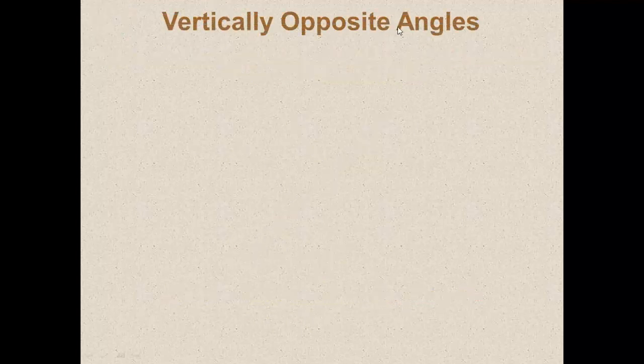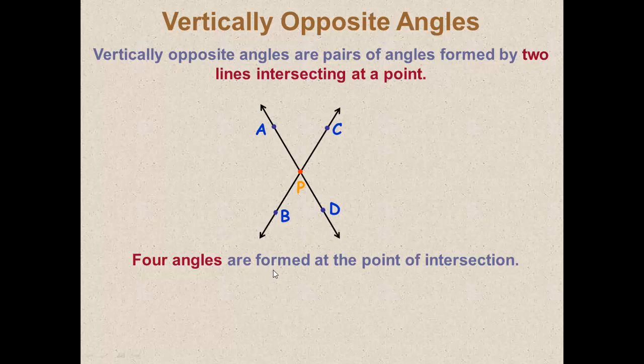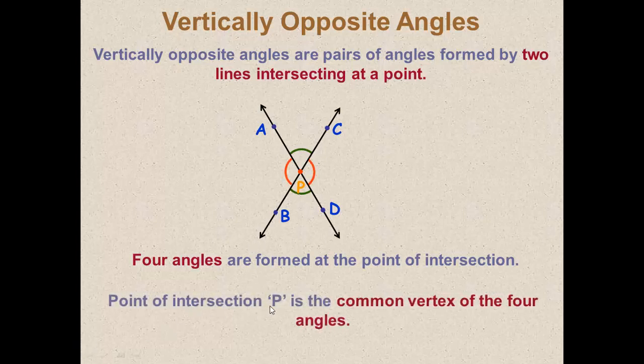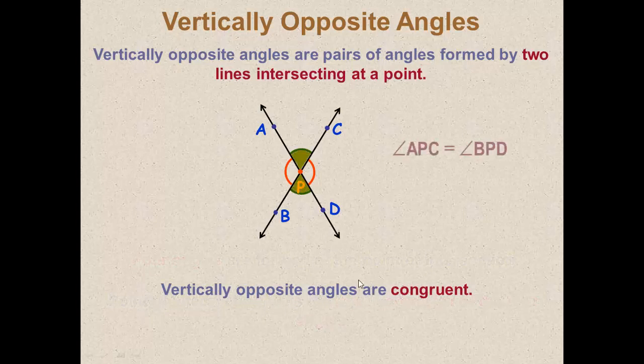Now, vertically opposite angles. It's a very important topic. Vertically opposite angles are pairs of angles formed by two lines intersecting at a point. Four angles are formed at the point of intersection. Point of intersection B is the common vertex of the four angles. Fine. Vertically opposite angles are congruent.